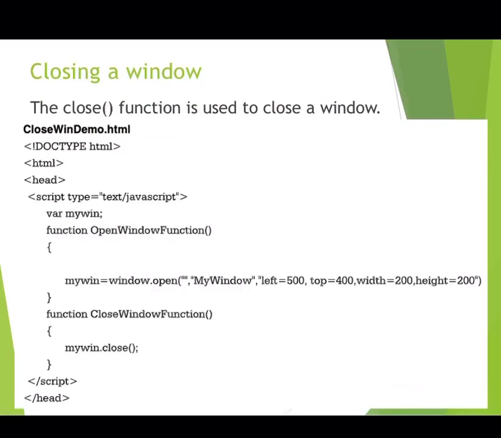Now a function to close the new window. So function closeWindow. Just write the myWin.close method. So this method will close the newly opened window. Okay, then close the function, close script, close head. Now we'll see the form design.